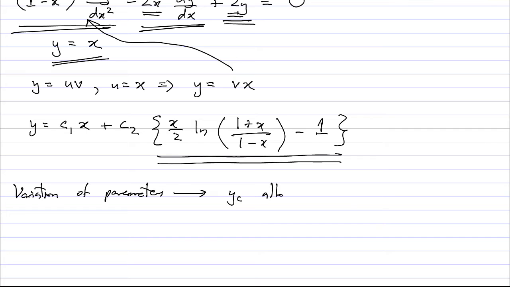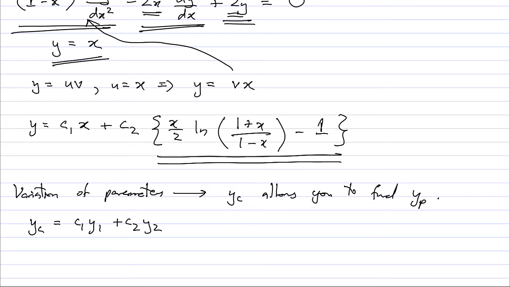YC allows, and then this allows you to find the particular integral. Okay, let's see how this works out. So we know that the complementary function is of the form c1y1 plus c2y2, because you're dealing with the linear. Remember, you're always dealing with the linear differential equation over here.